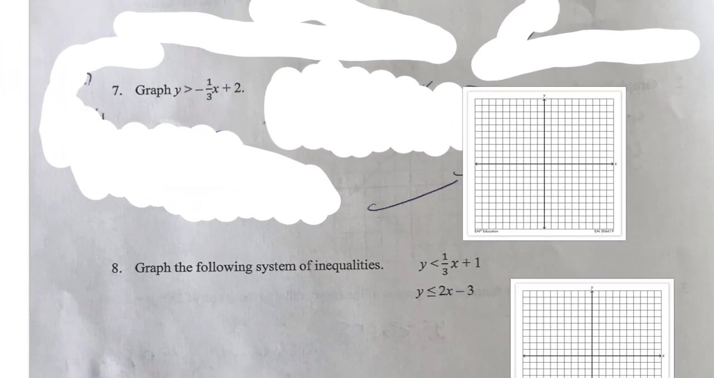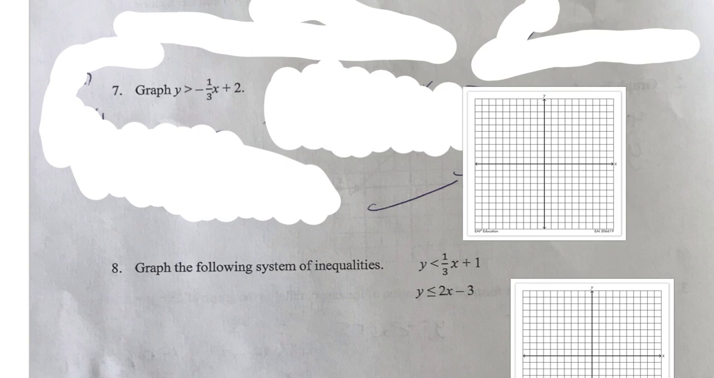Okay, looking at problem number 7, graphing this, and it's an inequality. It's not just a regular line. Well, at first you treat it like a line, but the first thing you got to ask yourself is, I'm going to graph this line, but is it going to be dotted or solid? Well, the fact that this is greater than as opposed to greater than or equal to means it's going to be dotted. The same would be true if it was less than as opposed to less than or equal to. So this is going to be dotted.